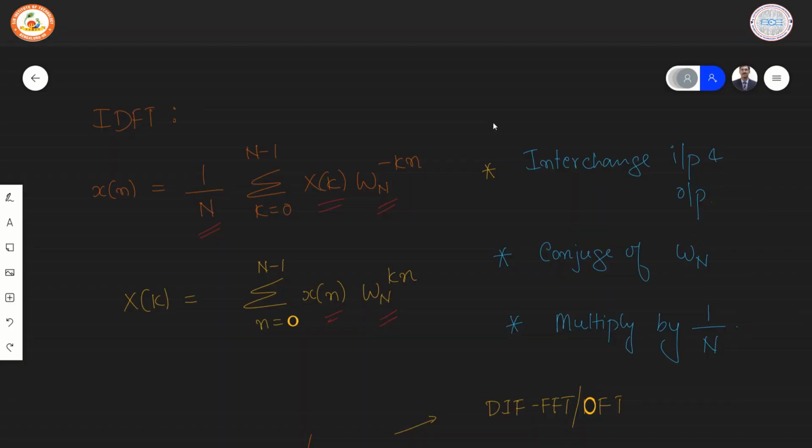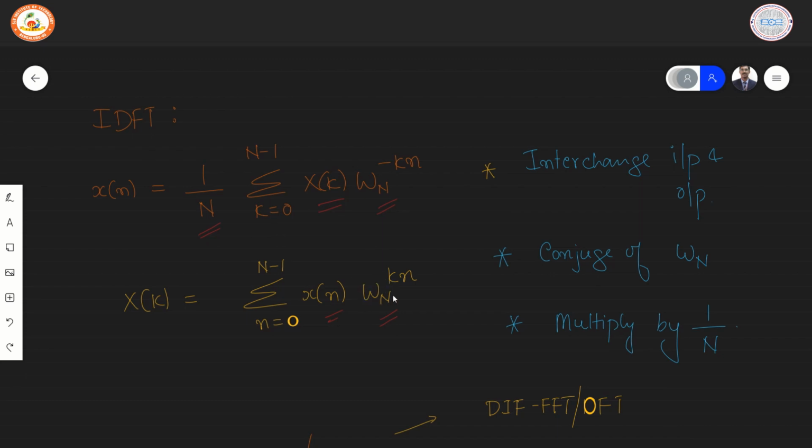Let us discuss the inverse DFT calculation using FFTs. We are aware that the equation for DFT and the equation for IDFT are as shown. Structurally, there is a lot of similarity between the DFT and IDFT equations. The DFT equation involves the input called x of n. The IDFT has the input called X of k.